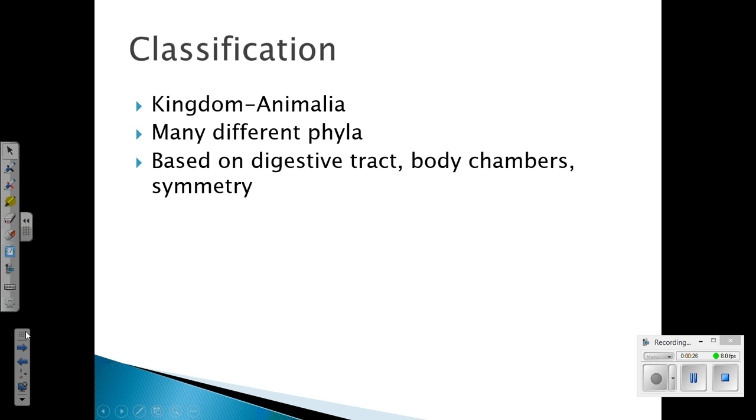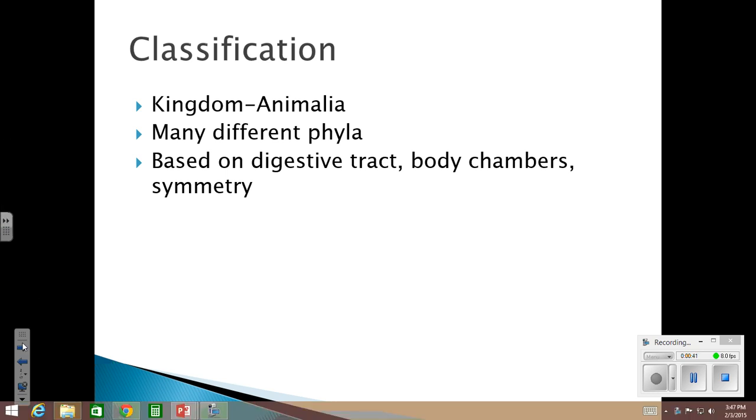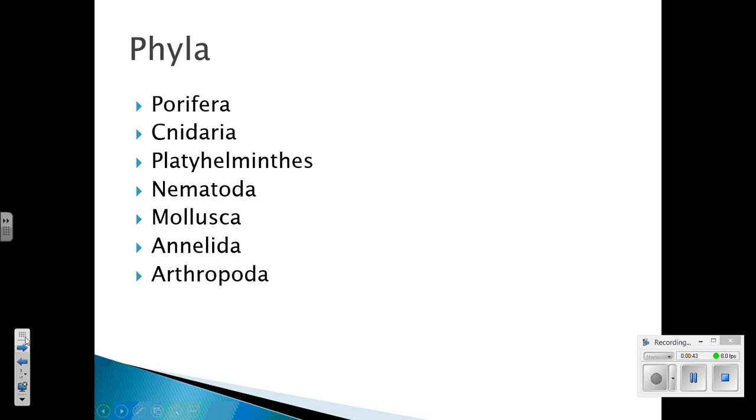Now, invertebrate is not its own phyla. So we know they're in the animal kingdom, but then there are a lot of different phyla that the invertebrates fit into. And it is basically based on how they digest food, how many body chambers they have, and the kind of symmetry that they show. So these are the major categories, or the phyla of invertebrates that we're going to be looking at.